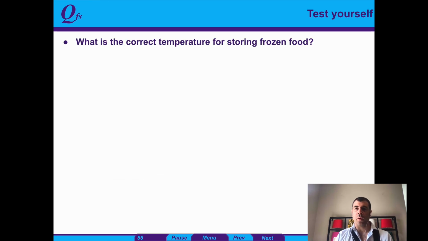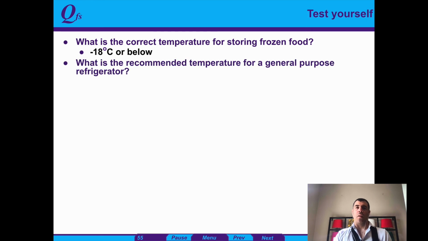What's the correct temperature for storing frozen food? -18 or below, and the critical limit is -15. What's the recommended temperature for general purpose refrigerator? 1 to 4 degrees, so below 5, and the critical limit there is 8 degrees.